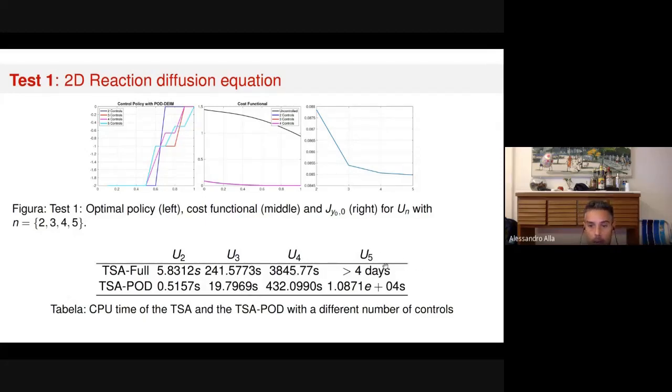Also, you see that after 4 days, we have to stop this approach with 5 controls. Here we got something in a decent time. And the approximation using POD or without POD provide exactly the same results. The big advantage here is the CPU time, and as expected, the cost function decreases when increasing the number of controls.